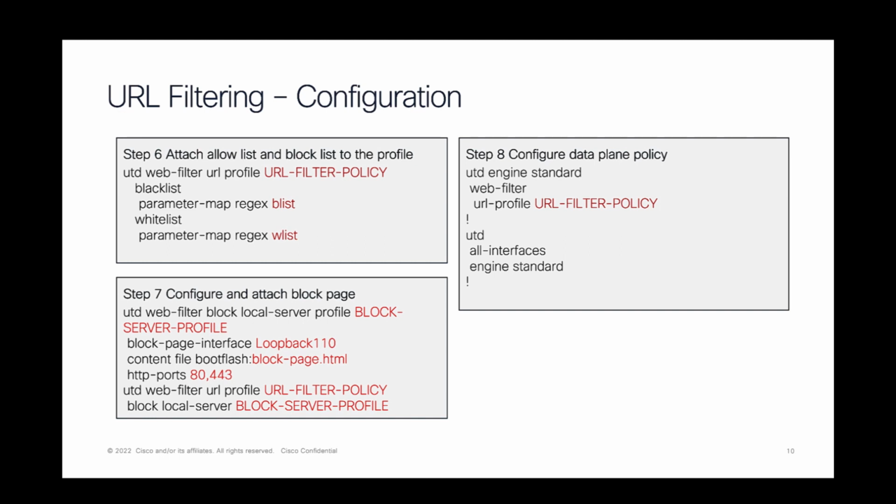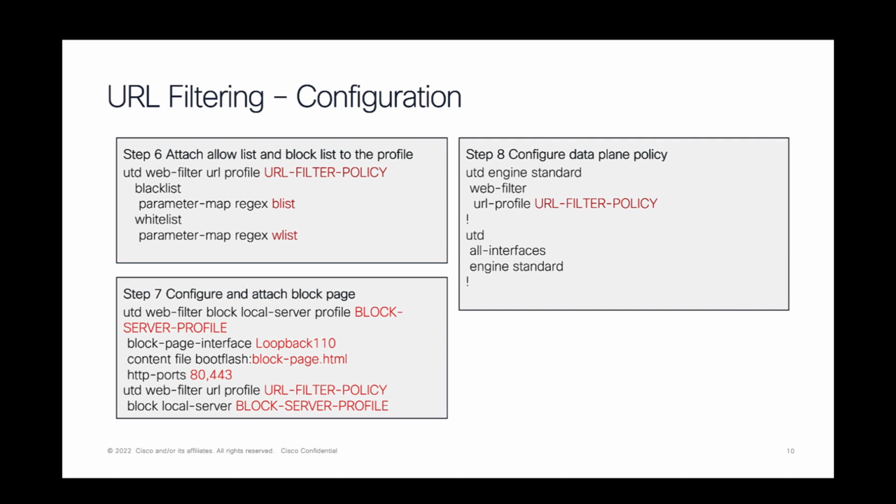So for our next steps, we can go ahead and attach our blacklist and whitelist to our URL filtering policy. And once we do that, we can also configure a block server profile whenever we want to block any websites and send the user to either a blocked HTML page or to a block server. All we have to do is specify what interface we want to host our block page. We can provide either a file or do an inline text.